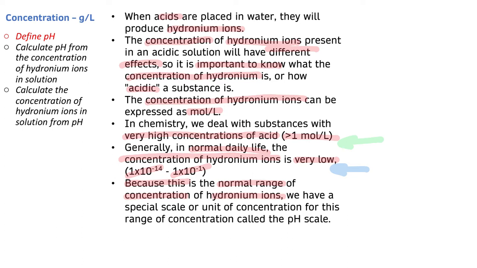Because this is the normal range, we have a special scale or unit of concentration for that particular range, that very small range of hydronium ions, called the pH scale. You've probably gone through this a little bit in year 9.